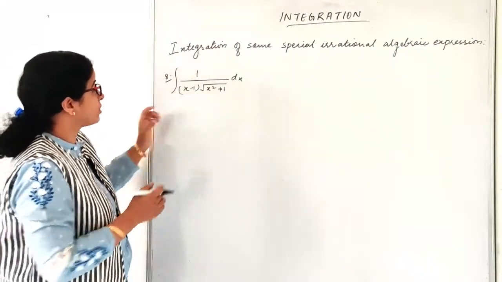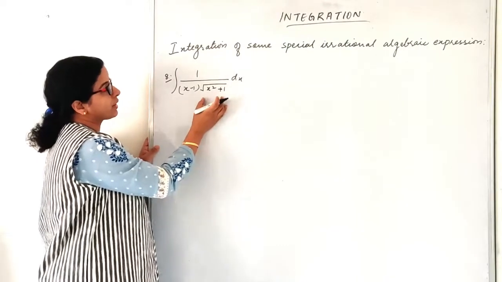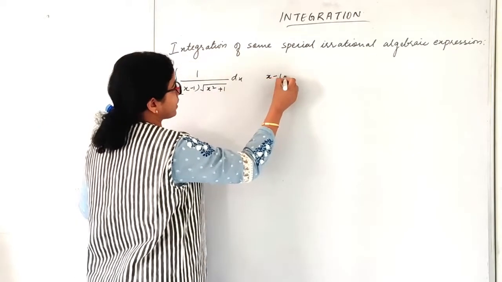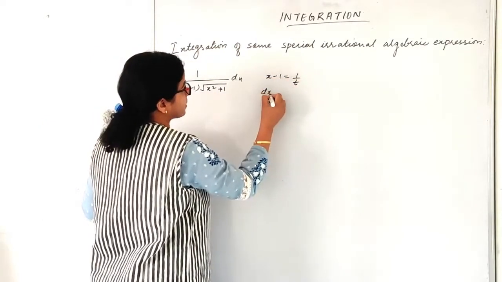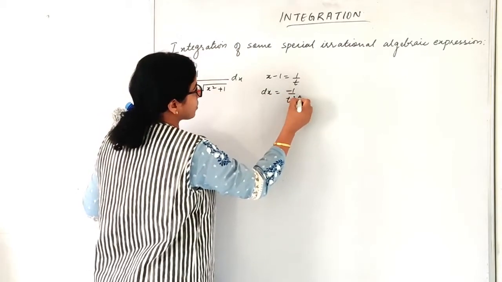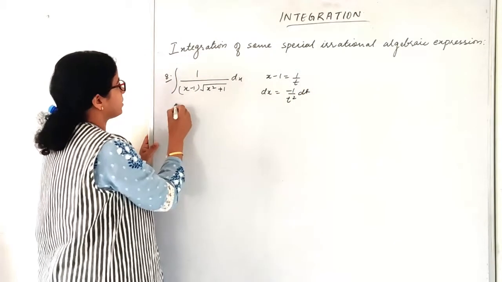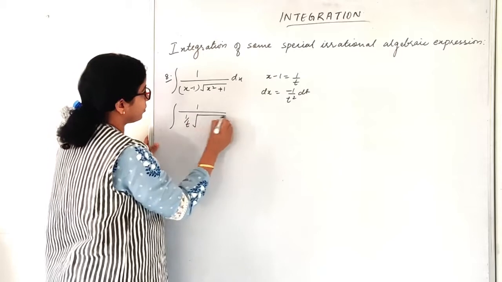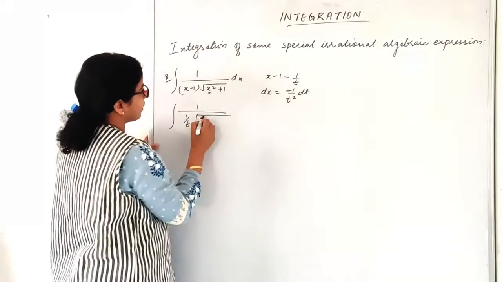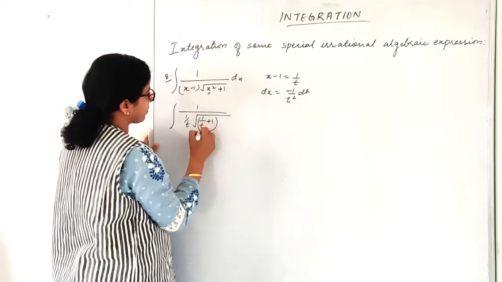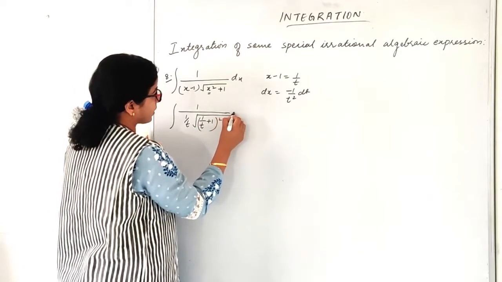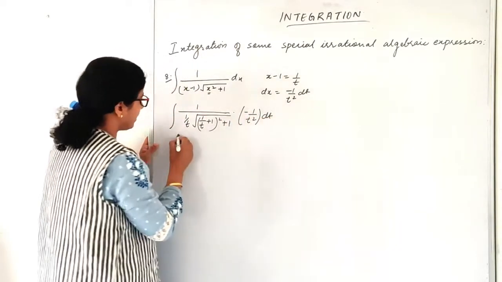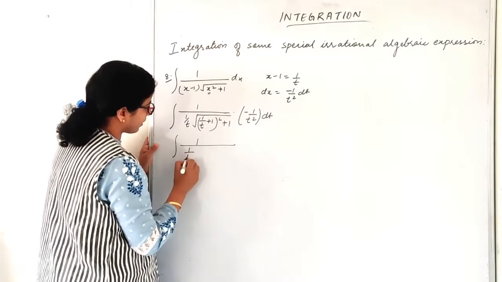So now in this question, my p is linear and q is quadratic. When such a case is there, what do we do? We take p as 1 by t. So x minus 1 is equal to 1 by t. So dx is equal to minus 1 upon t square dt. Let us substitute. So 1 upon, this will become 1 by t, root of the value of x square, which will be (1 by t plus 1) whole square plus 1, into minus 1 upon t square dt, right?